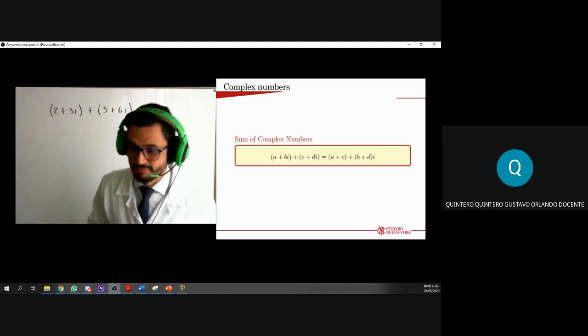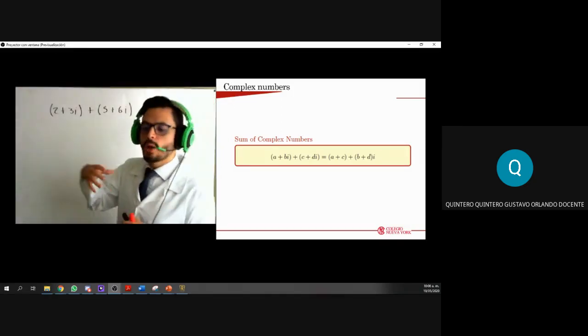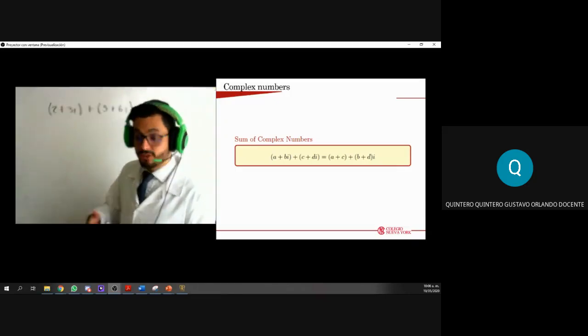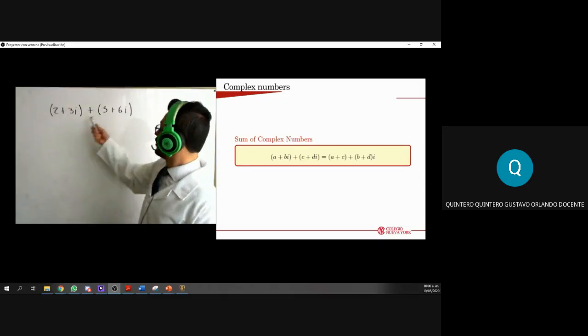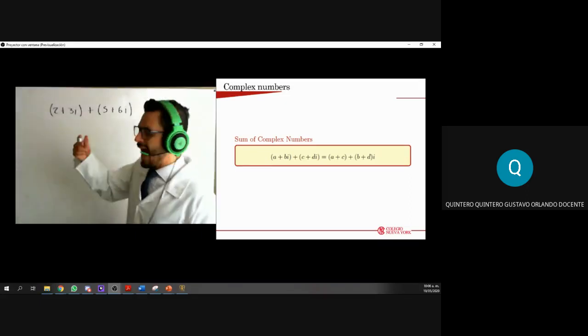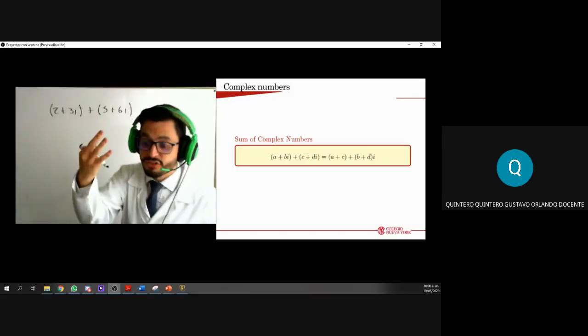Somebody said it in the chat. Ethan said it in the chat. Perfect stuff, Ethan. In my example, locate and add with like terms. So 2 plus 5 and 3 plus 6. That's it. Another way of looking at it is adding these numbers as if you guys were in third grade.